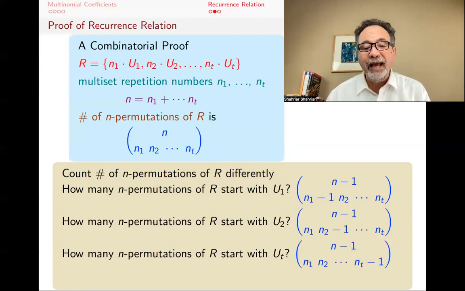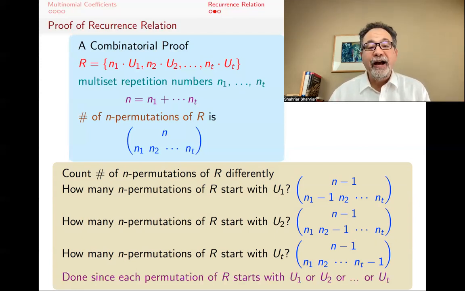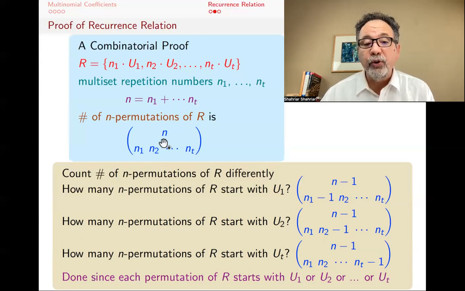And you keep repeating that. And then the last one is going to be n minus 1 choose n1, n2 through nt minus 1. And that counts the number of n-permutations so far that start with ut. Because every permutation starts with one of these, the sum of these should be the same as the original answer we had, which was just one multinomial coefficient. So if I add all of these, I should get that.